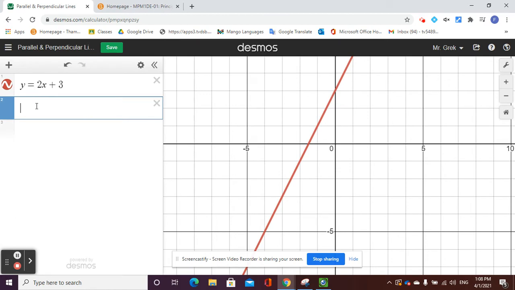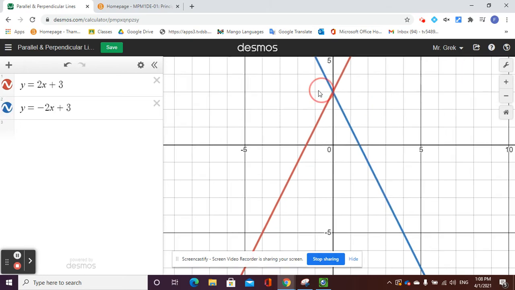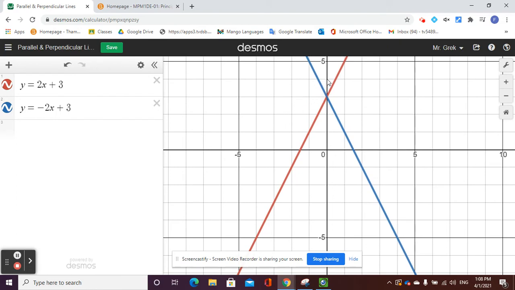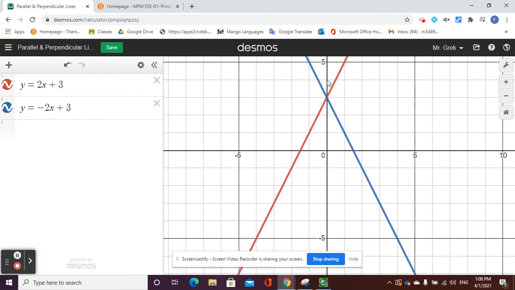So let's see if we can make an equation of a line that's perpendicular to y equals 2x plus 3. Well, I want the line to be going in the other direction. So I'm going to change the slope from positive to negative, but it's still not perpendicular. You notice that there's definitely not 90-degree angles here. This angle on the left is greater than 90. It's obtuse. This angle is smaller than 90.